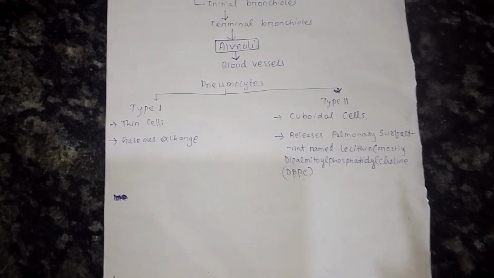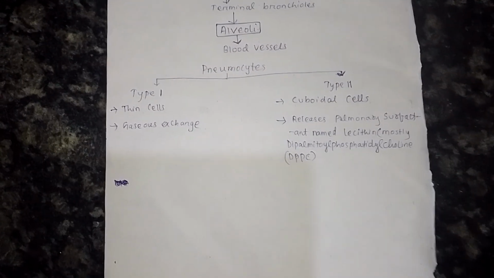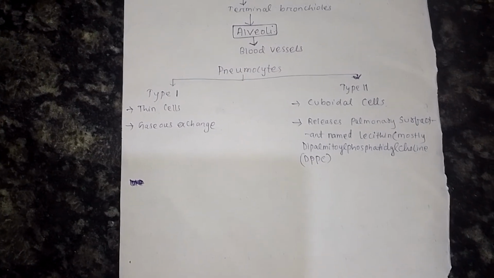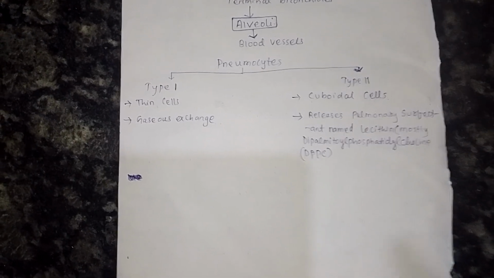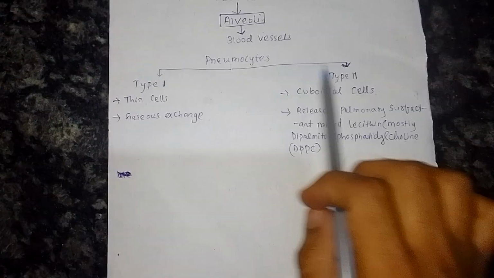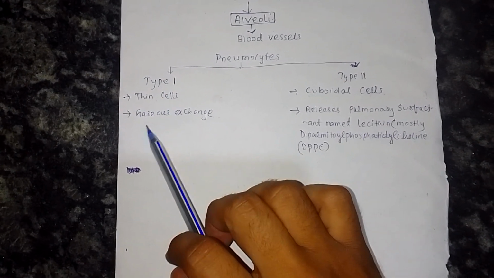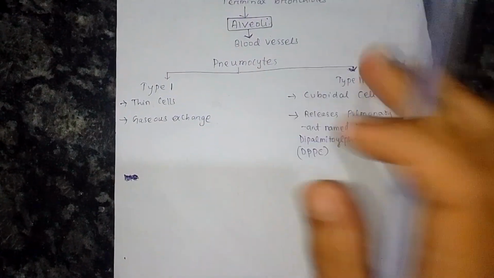Now we will see about the pneumocytes. Pneumocytes mean the cells of the lungs. These are the cells which are present inside the alveoli, and we know that alveoli help in the diffusion of gases. So we will study two types of pneumocytes, type 1 and type 2. The type 1 pneumocytes are thin cells which help in the gaseous exchange based on diffusion of gases.